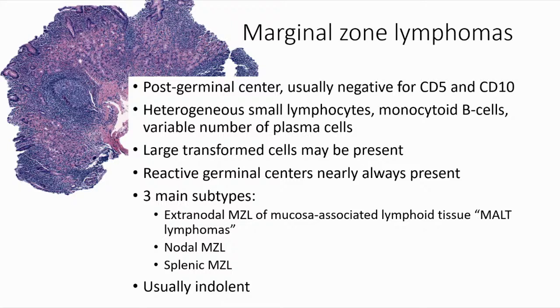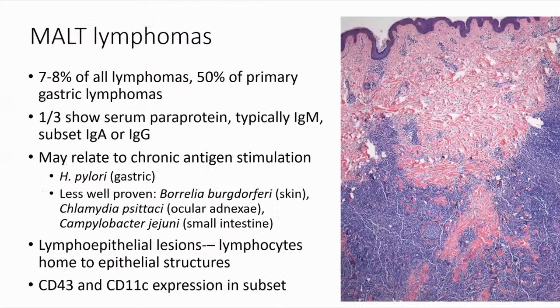So in terms of MALT, these are the most common. They represent 7 to 8% of all lymphomas, and 50% of lymphomas you're going to encounter in the stomach. And around a third of cases will show a serum paraprotein, which can potentially be helpful in diagnosis or monitoring, typically IgM. In cutaneous cases, more often IgA or IgG.